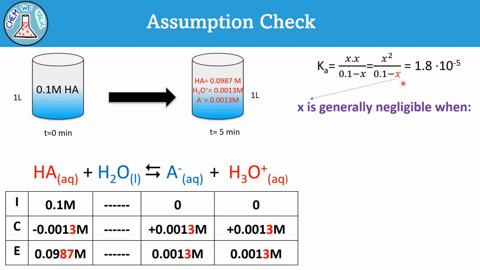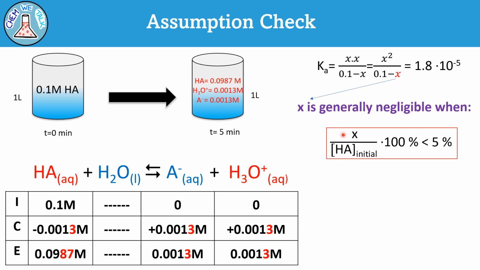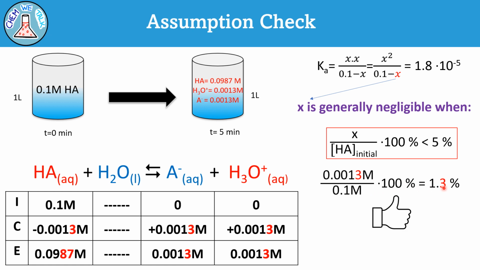Generally, this x is going to be considered negligible when we take the x that we get from that expression, divide it by the initial concentration of your acid, and multiply by 100. If that is less than 5%, we should be good. So let's do it in our case. We get 0.0013 molar divided by 0.1 times 100, and we get 1.3%. So we're good, this assumption holds. But in the case where that doesn't happen, we need to use the quadratic equation.